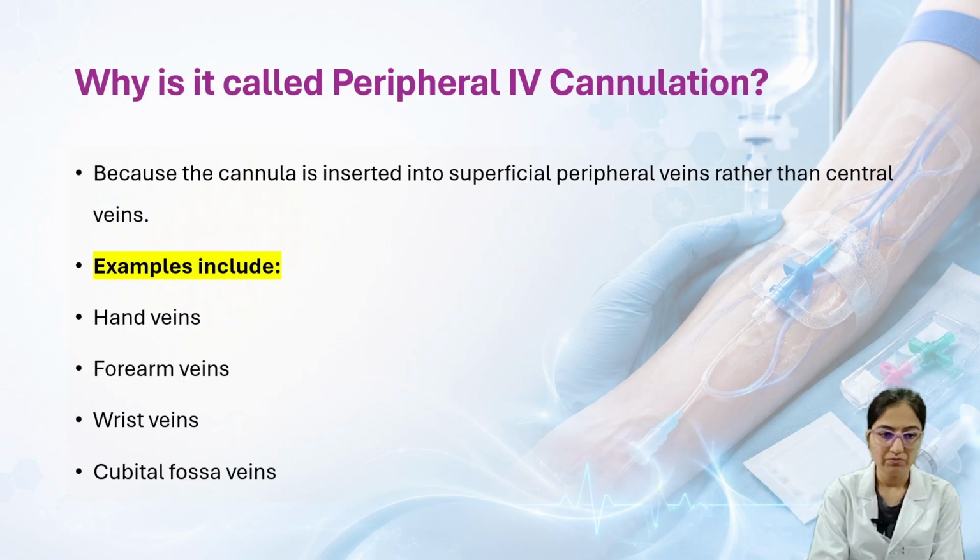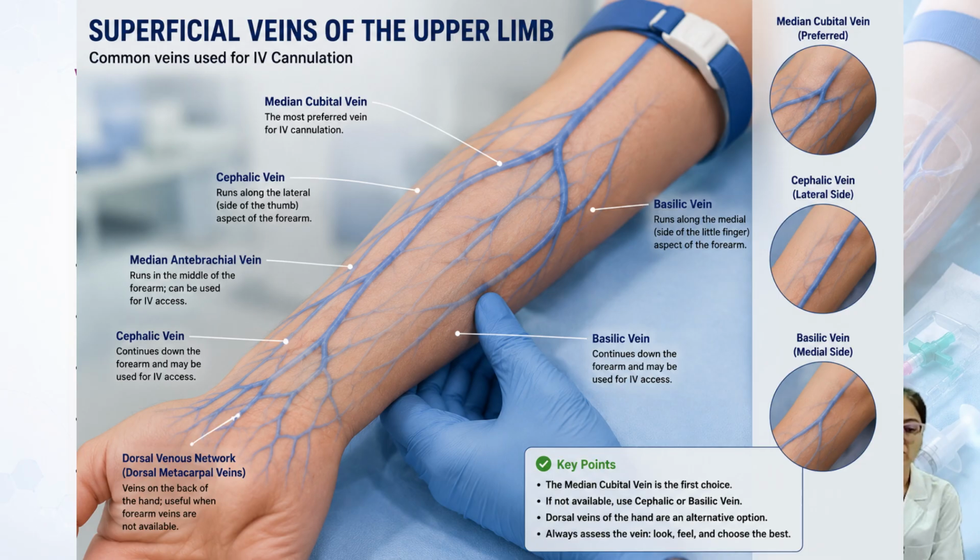We'll see why it is called a peripheral IV cannulation. Here, because the cannula is inserted into superficial peripheral veins rather than central veins. That's what it is called, peripheral IV cannulation. Examples include hand veins, forearm veins, wrist veins, cubital fossa veins.